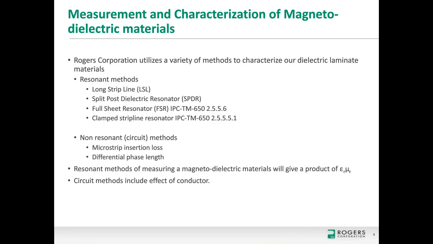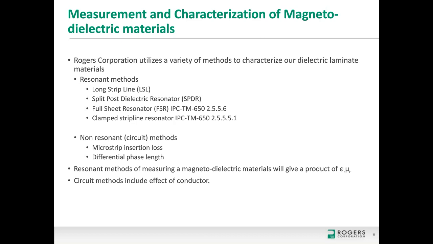And so, understanding the frequency properties of the material and understanding that you need to have a good model of this material to do your design, we'll talk now about the measurement and characterization of magneto-dielectric materials. Now, this is also going to be a little bit different than a dielectric material. So we typically characterize circuit materials by one of a number of resonant test methods, which give you dielectric constant and dielectric loss at a single frequency point. So it could be something like a long strip line, split post dielectric resonator, a full sheet resonator, or a clamp strip line resonator.